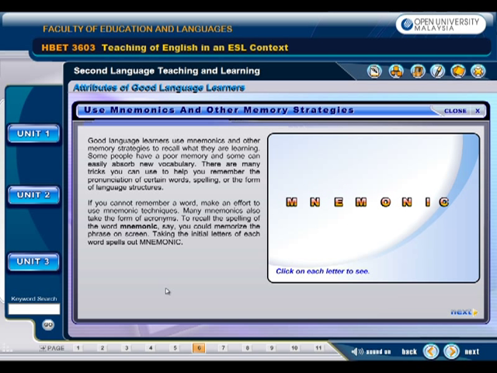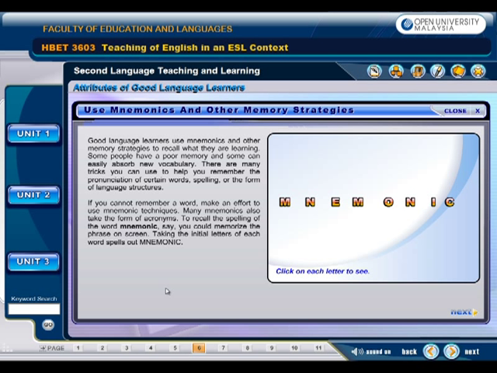Good language learners use mnemonics and other memory strategies to recall what they are learning. Some people have a poor memory, and some can easily absorb new vocabulary. There are many tricks you can use to help you remember the pronunciation of certain words, spelling, or the form of language structures. If you cannot remember a word, make an effort to use mnemonic techniques.